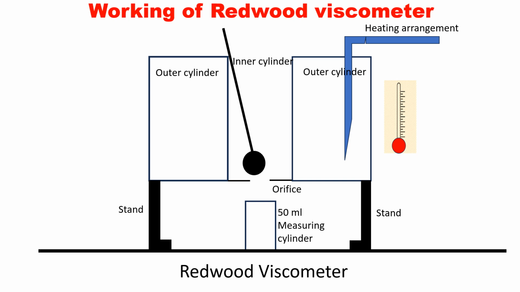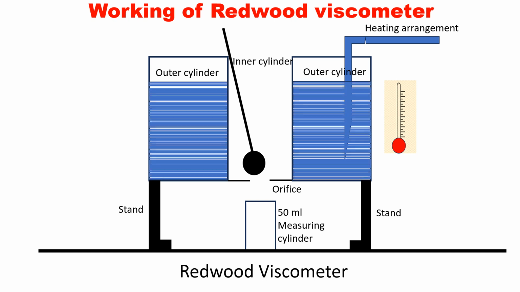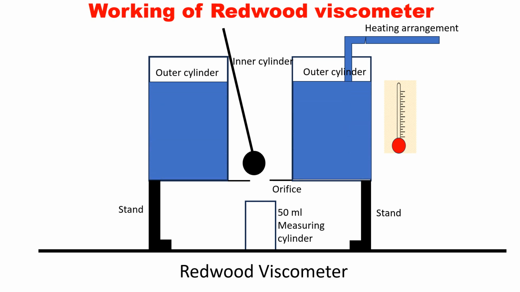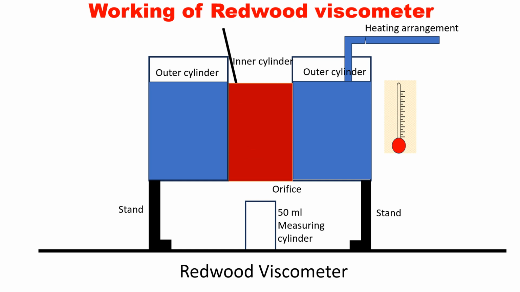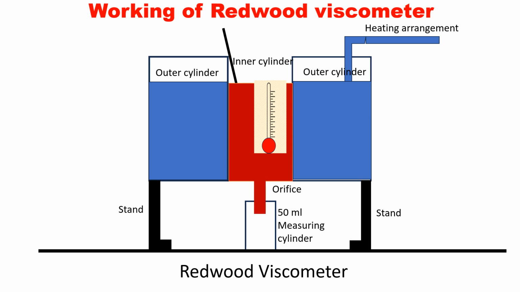Now I will explain the working of the Redwood viscometer. First, fill the outer cylinder with water. Then fill the inner cylinder with the liquid whose viscosity is to be determined. Then note down the temperature of the liquid using the thermometer. Then start the flow through the orifice and note down the time required to collect 50 ml of liquid using the stopwatch.